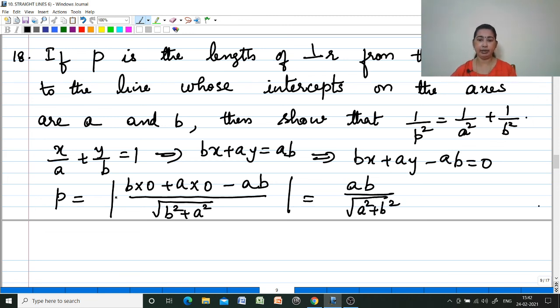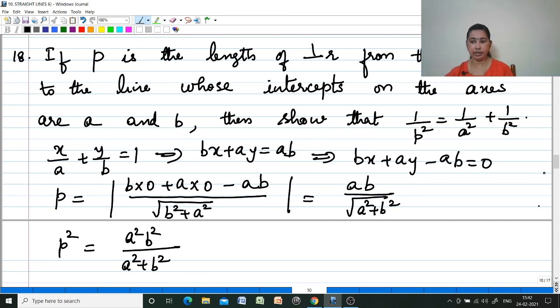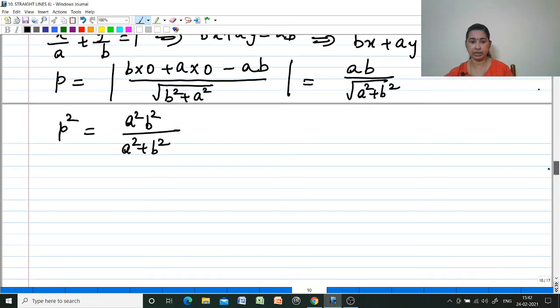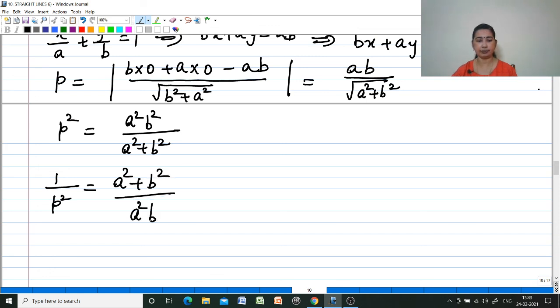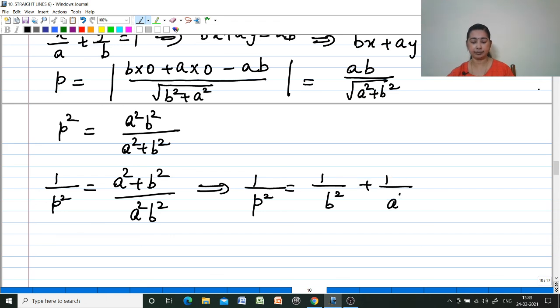If I square both sides, p square can be written as a square b square divided by a square plus b square. Taking the reciprocal on both sides, 1 by p square is equal to a square plus b square by a square b square. Now dividing separately, 1 by p square is equal to 1 by b square plus 1 by a square. That is what you have to prove in this question.